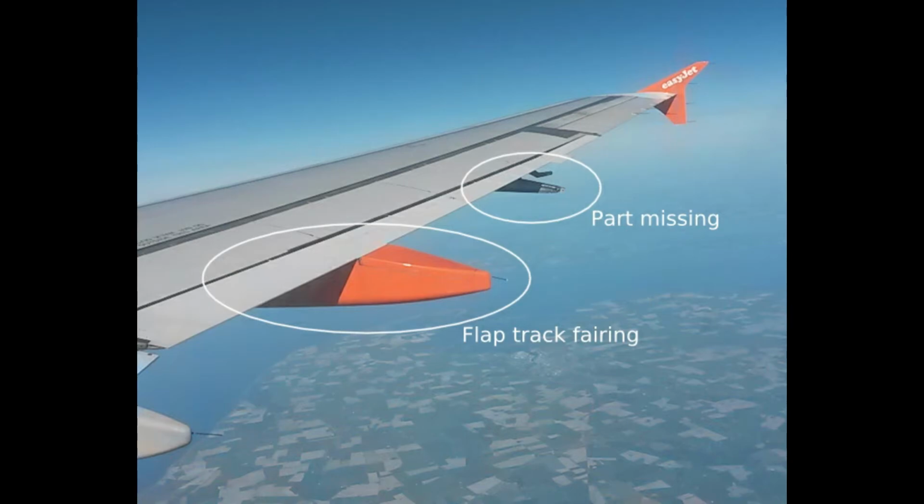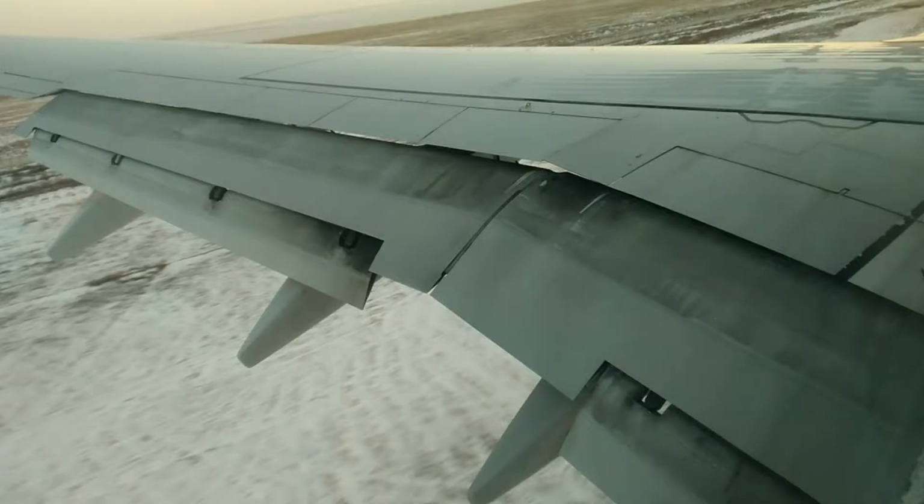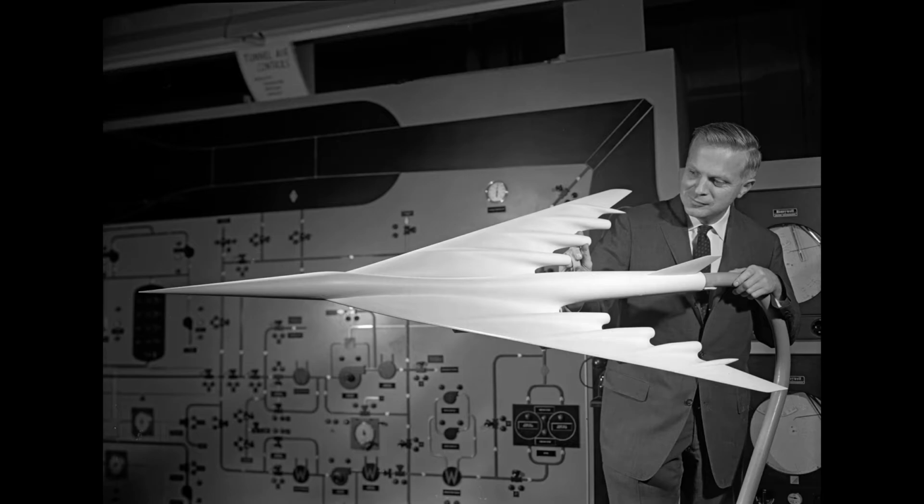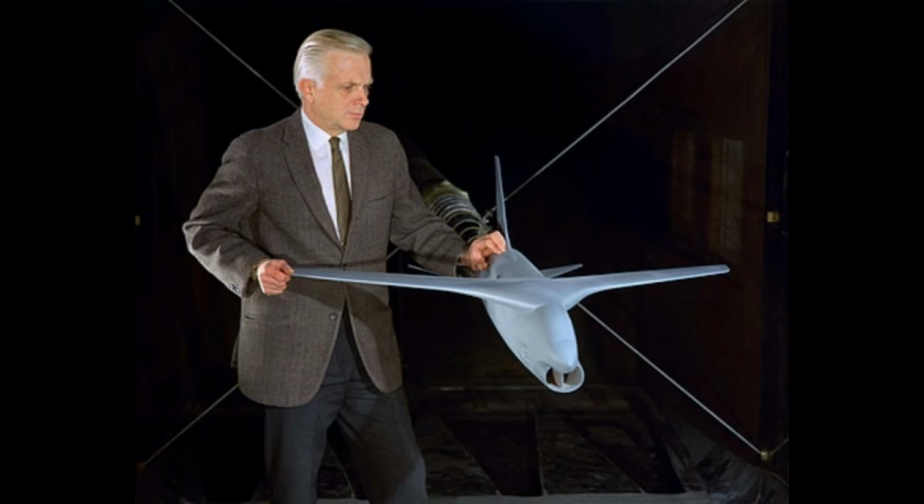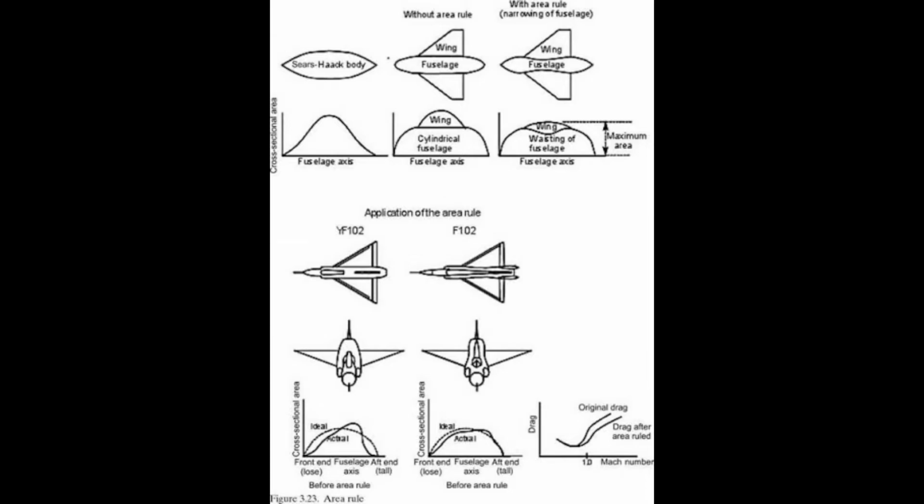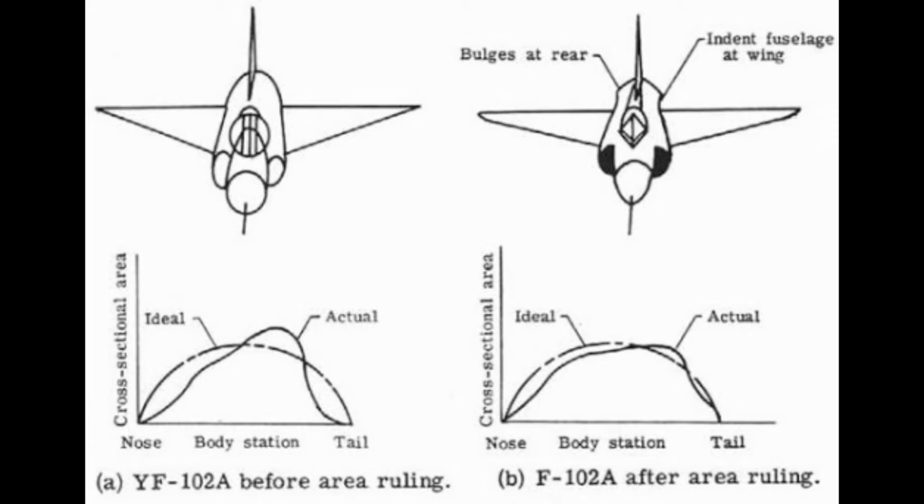The elongated shape of these fairings that extend beyond the trailing edge of the wing is due to an aerodynamic principle called the area rule. The area rule was discovered in the 1950s by NASA researcher Richard Whitcomb. Whitcomb had found that maintaining a smooth distribution in the cross-sectional area of the aircraft from nose to tail significantly reduced aerodynamic drag near Mach 1. This rule of thumb was successfully used in designing a number of early supersonic flights.